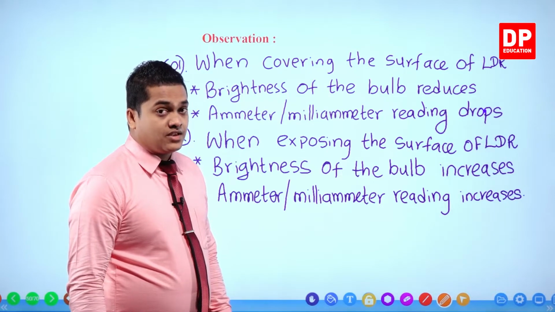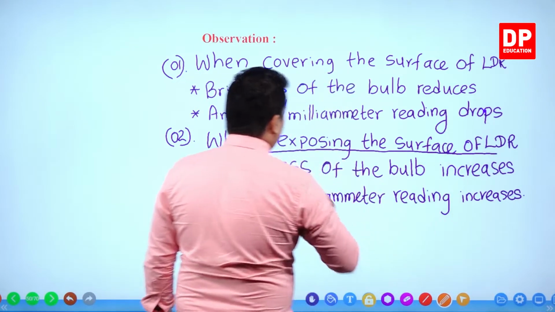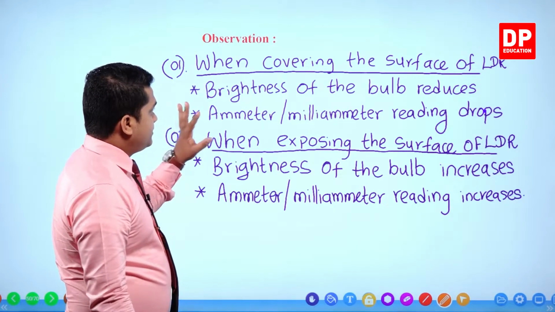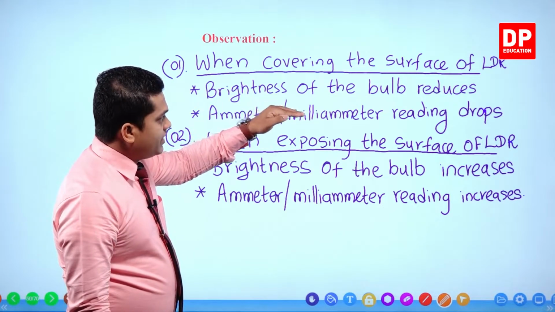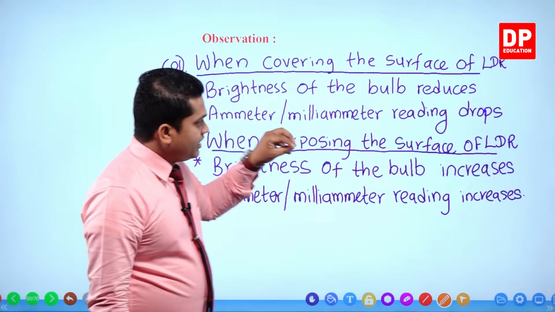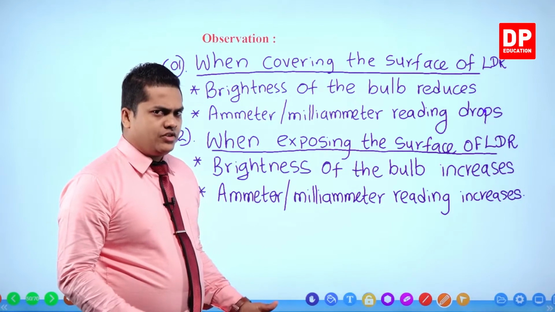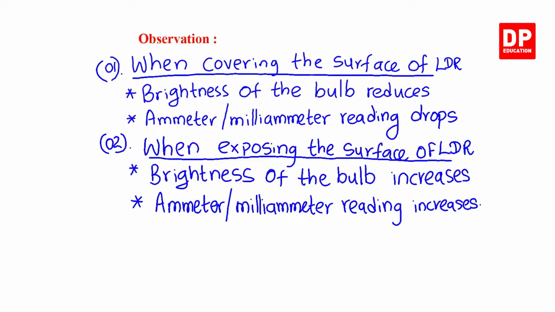When the surface is exposed to the environment, these are the two main observations that you can take, my dear children. In the first observation, when covering the surface of LDR, brightness of the bulb reduces and ammeter or milliammeter reading will drop, for sure. And we conducted it, you could also see that. When exposing the surface of LDR, brightness of the bulb increases and also ammeter milliammeter reading increases, right?